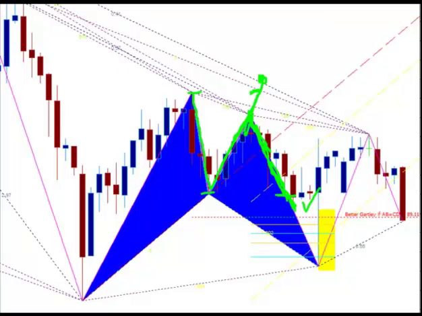So we'll probably let you guys do a little quiz on that. This is the AB equals CD pattern, and therefore the importance of that, using it with harmonic patterns. Hopefully you guys have found that very useful, and we can continue on with our lessons.